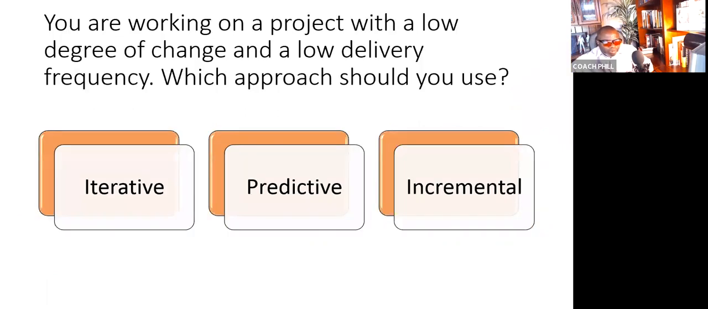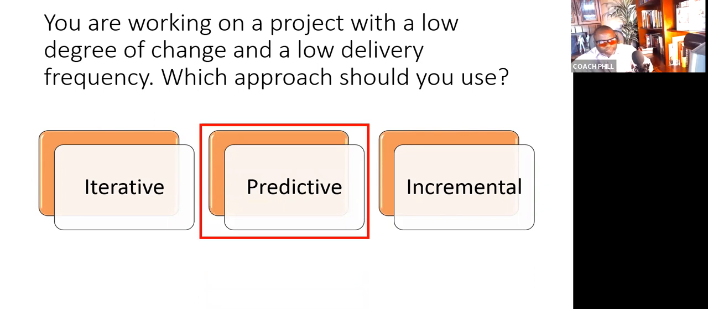Next question. You're working on a project with a low degree of change and a low delivery frequency. Which approach should you use? The answer, predictive. Low degree of change, low frequency of delivery. You've got to remember page 19, page 18 in the Agile Practice Guide is very important for your PMP exam.